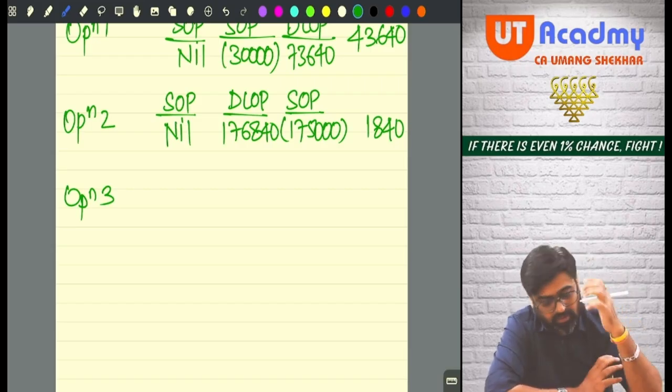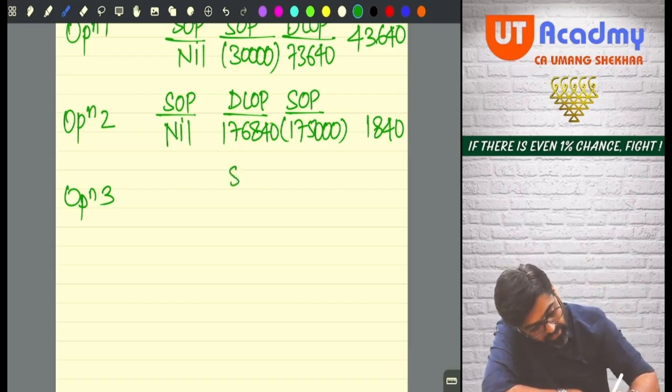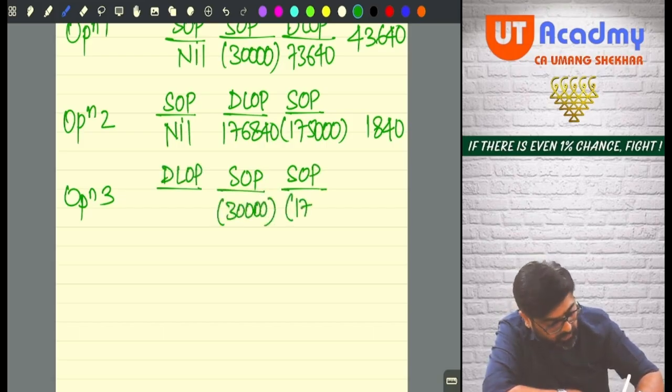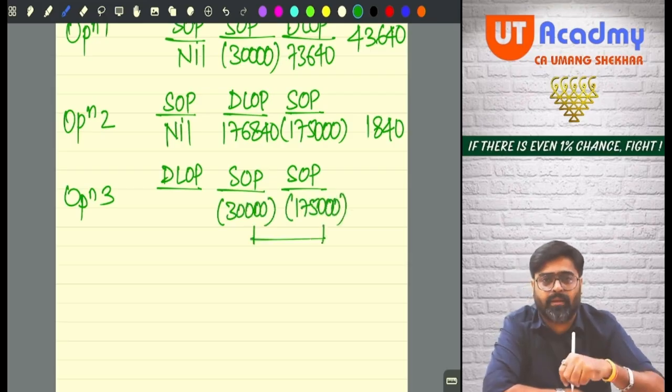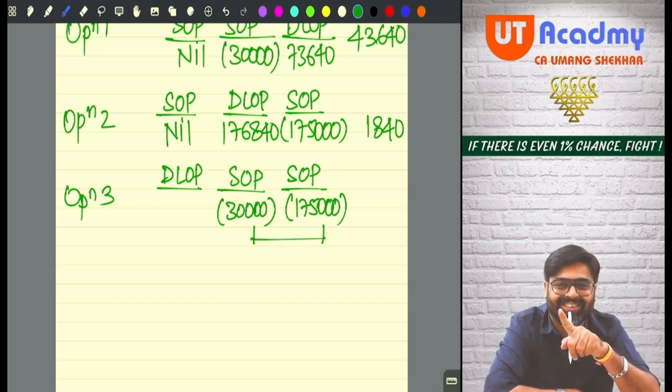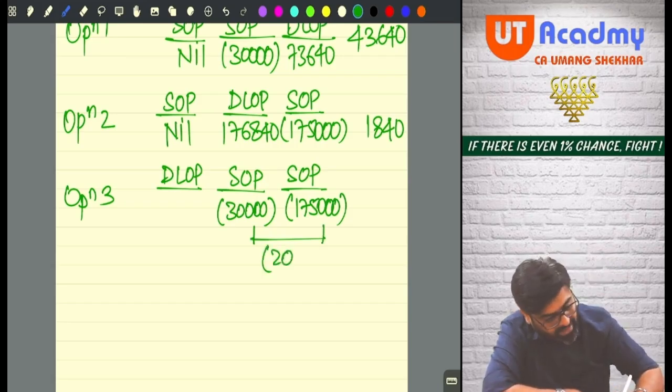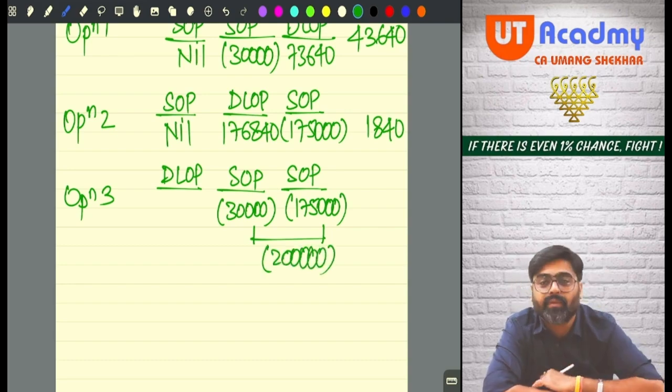What does option 3 say? This will be SOP. This will be SOP. So I will have to treat this as DLOP. If this is SOP, negative 30. This is SOP, negative 175. Both taken together cannot be more than 2 lakhs. So I will have to restrict the loss to the extent of negative 2 lakhs. Yes or no?